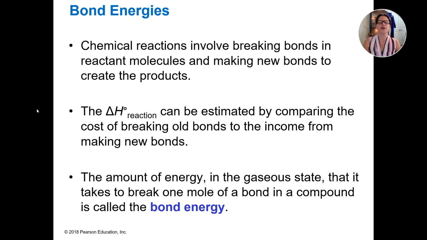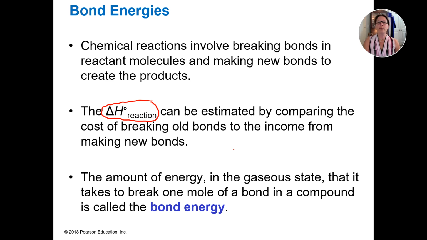Okay, the next section of this chapter is bond energies. We're going to briefly introduce it. We'll get more into bond energies in later chapters. But the whole idea is that when we break and form bonds, there's energy involved in that. We refer to the bond energy, or the energy needed to break and form bonds, as delta H. And again, we will talk more about delta H when we get into thermodynamics.